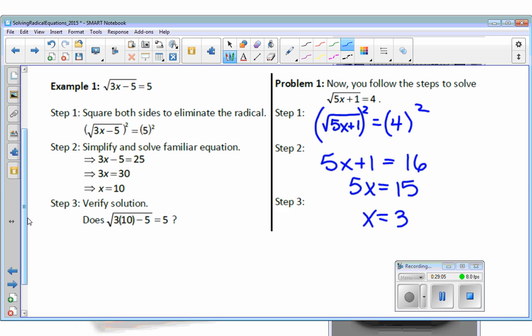How do we check it? There are 2 ways we're going to check it. The first way, we're going to check it just by plugging the answer we got back into the equation. The second way is checking it on the graph. I'm going to show you how to do that in a minute. Let's check it this way first.